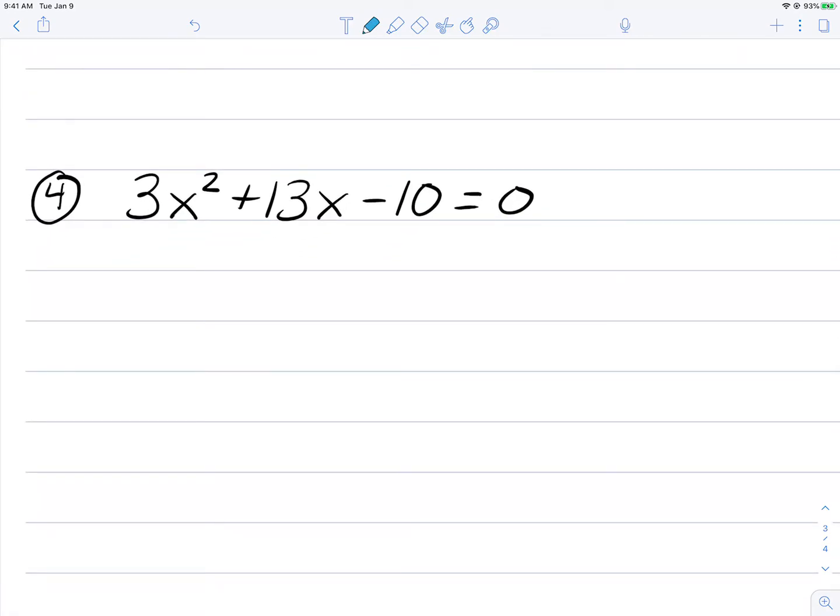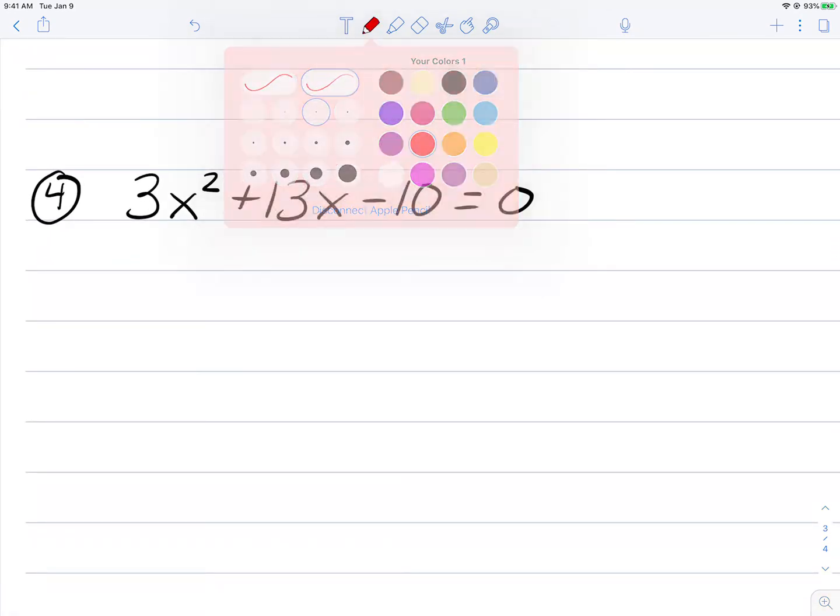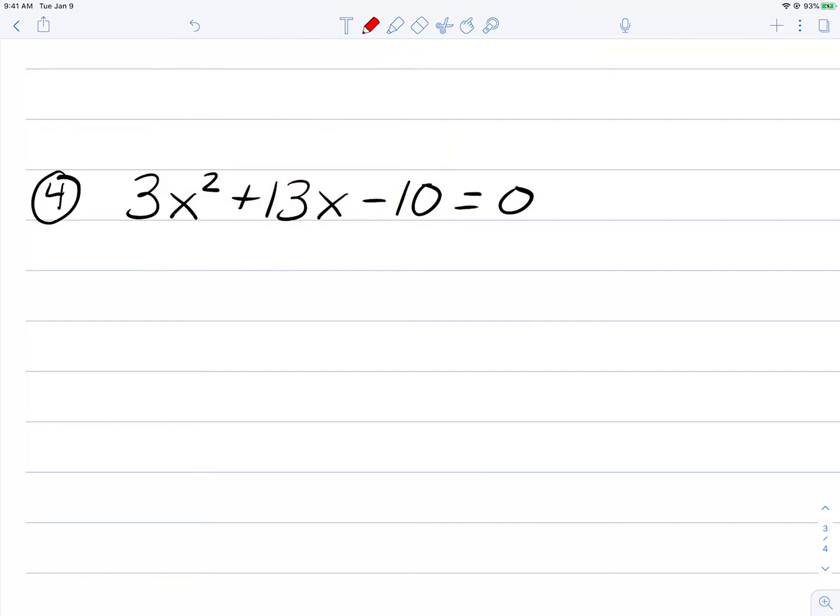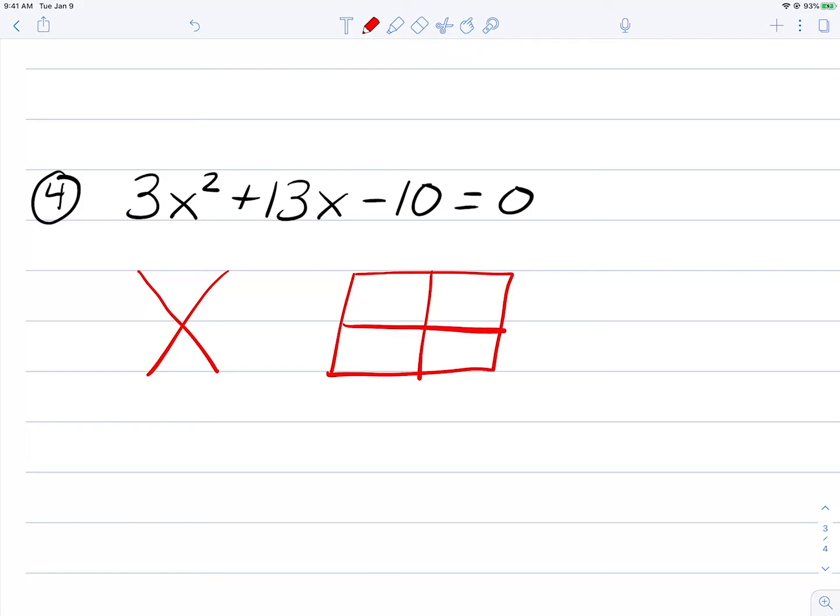3x squared plus 13x minus 10 equals 0. So it already says equals 0. There is no GCF. There are three terms. The coefficient of x squared, which is a, is not a 1, which means we need a diamond and a box. Do not forget your factoring flowchart. I'm just verbally going over it right now.